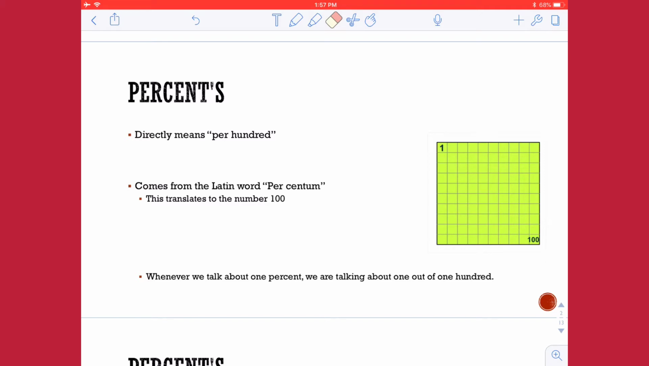So I have this little image over here that you see on your right, and it has all these little squares, and it actually is 100 squares, and it shows you where the number 1 is at the top and then 100 in the bottom right corner. And we start to color the number of boxes we want based off of what percentage we're trying to show. So whenever we talk about 1%, we are talking about 1 out of 100. So that directly is equivalent or equal to the fraction 1 over 100. So we quickly notice that there is a relationship between percentages as well as fractions.